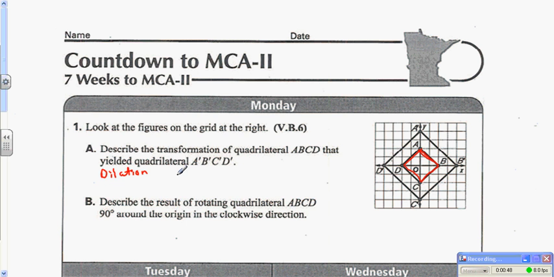And this one increased in size, but by how much? Well, notice that the coordinates, if I go A, it is the coordinate 0, 2, and A prime is 0, 4. If I look at B, the original was 2, 0, and that one went to B prime, which is 4, 0. Now it looks like they doubled.